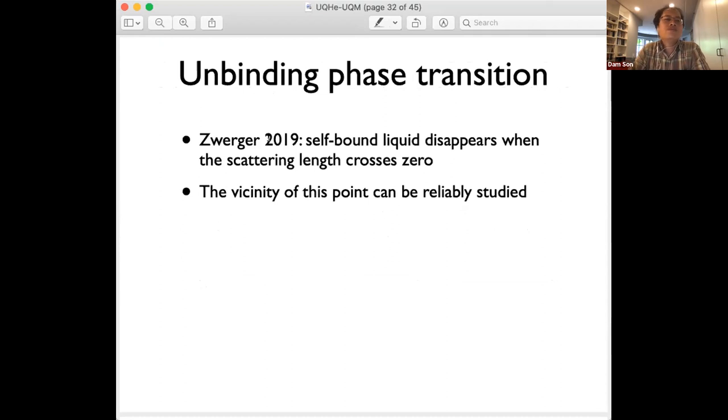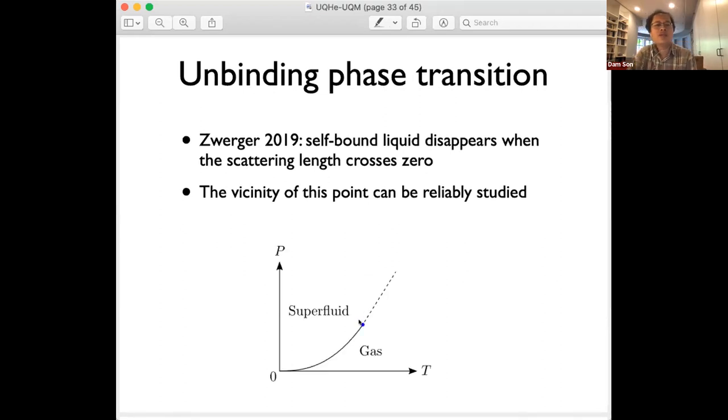And Zwerger in 2019 showed that the self-bound liquid disappears when the scattering length crosses zero, and the vicinity of this point can be reliably studied. I will explain that a little bit later. So basically this unbinding phase transition happens when the tricritical point moves down and goes to zero. When it approaches zero, there is no distinction between superfluid and gas. In particular, at zero temperature, there is no finite density superfluid.